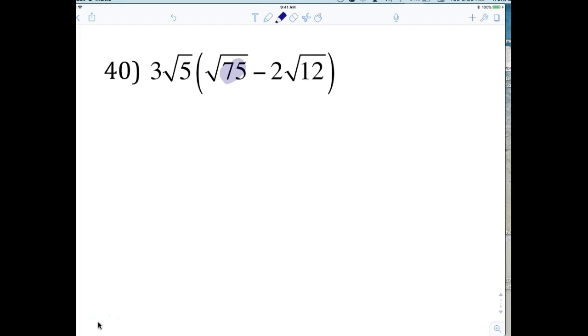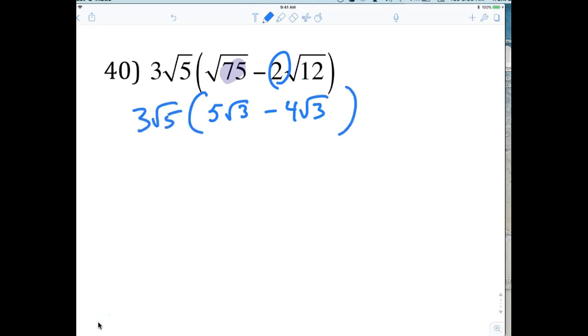Mm-hmm. All right, so let's do that. Let's put that as 5 radical 3 and 12 even. 2 radical 3. Yes, but there's a 2 out in front. Radical 3. Wow, thank you very much. 4 radical 3. All right, so now what is 5 radical 3 minus 4 radical 3? 1 radical 3.